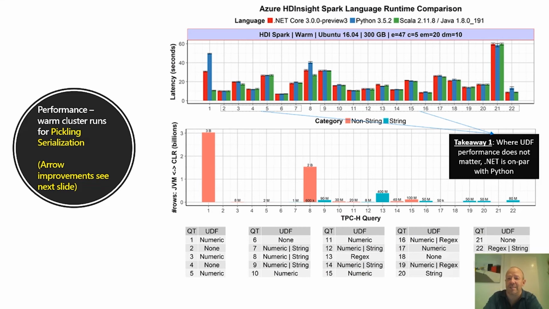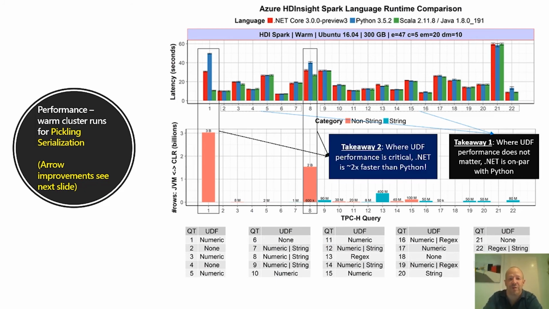Now, the reason for that is because, as I mentioned earlier, if you are not using UDFs, there is no .NET interop, and so we are on par with Python and even Scala. Now, on the other hand, we have a few queries here. Specifically, let's focus on query 1 and query 8, where we have done some user-defined functions as part of our implementation of the TPC-H benchmark. And you will notice that in query 1 as well as in query 8, we have a few billion rows that we have to interop between JVM and CLR. And we can see here that we are actually 2 times faster than Python using Pickling serialization.